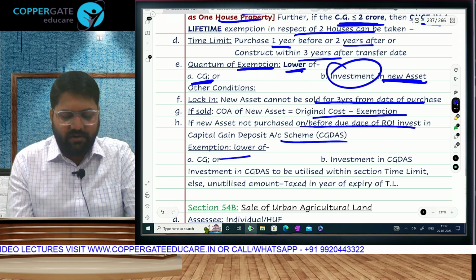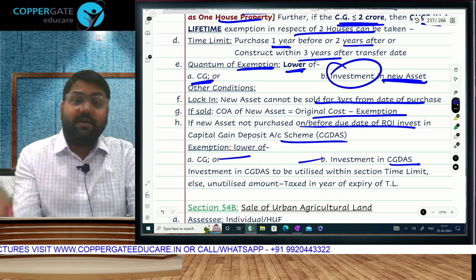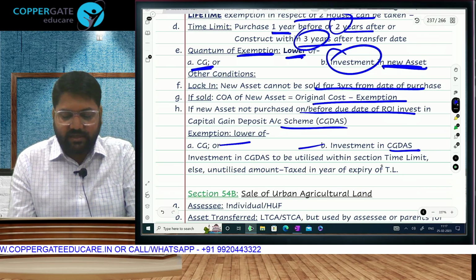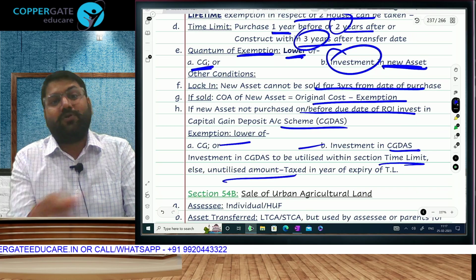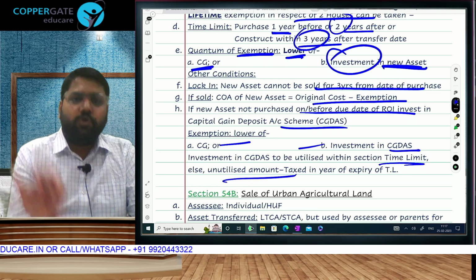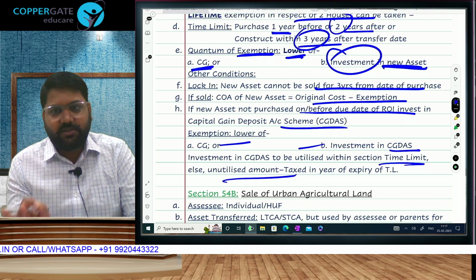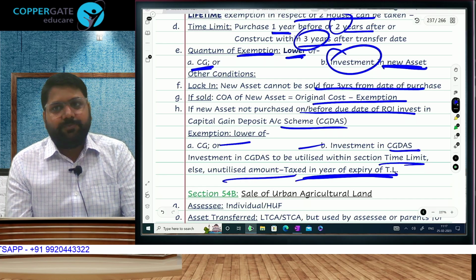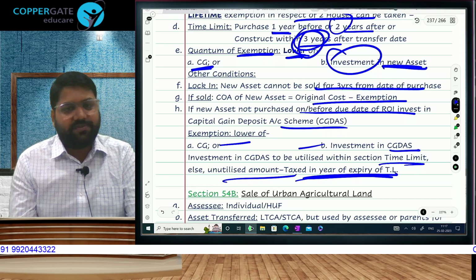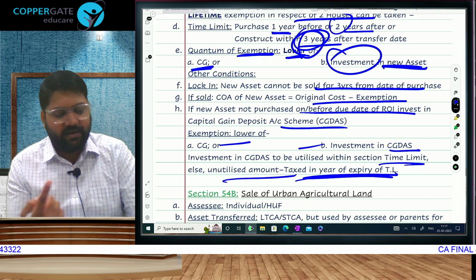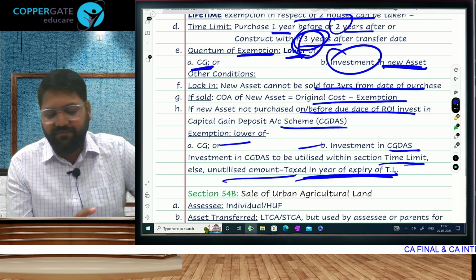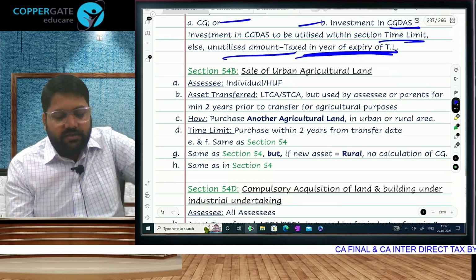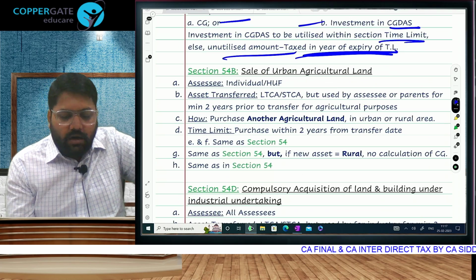And here your exemption will be the capital gain or the amount invested, whichever is lower. However, within the time given in the section, for example, here you had 2 years or 3 years, use it for acquiring the asset. You can't just keep it in the deposit account. You will have to use it for the acquisition of the respective asset. Otherwise, the unutilized amount will be taxable in the year of expiry of whichever time limit. Here we will wait for 3 years, but in other sections there is only one time limit given. So at the expiry of that time limit, we will tax the unutilized balance in the capital gain deposit account scheme.